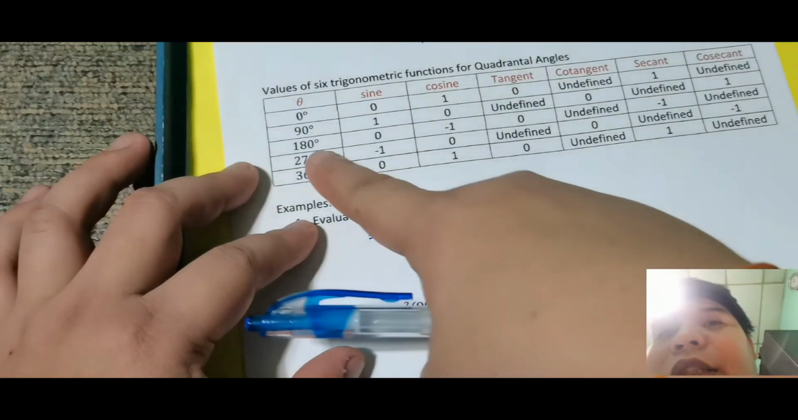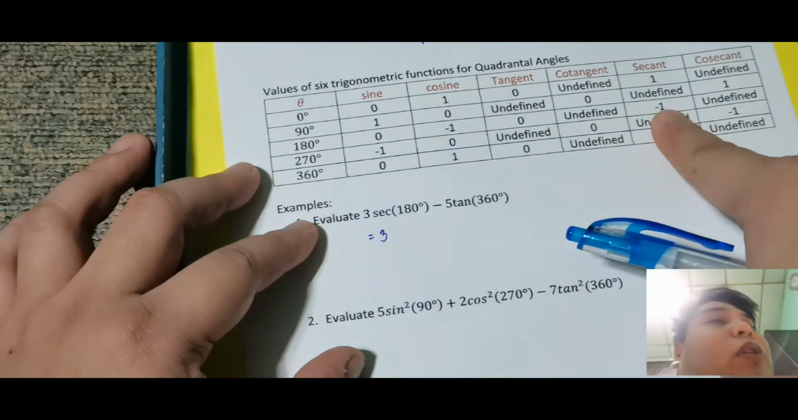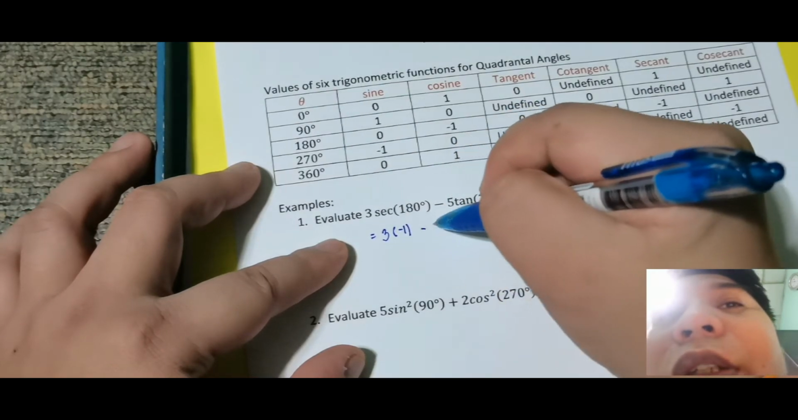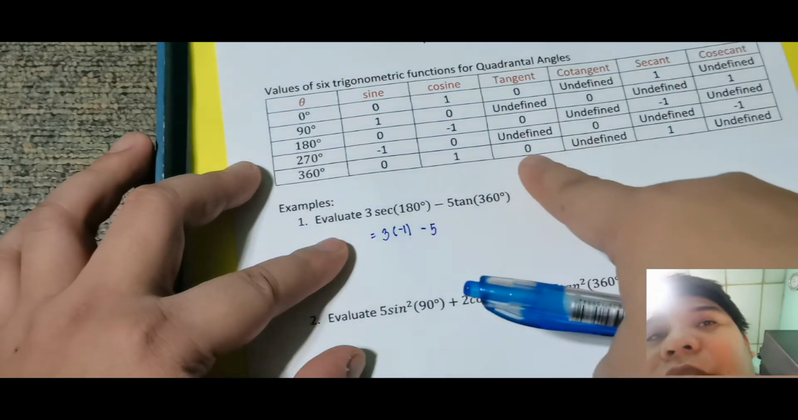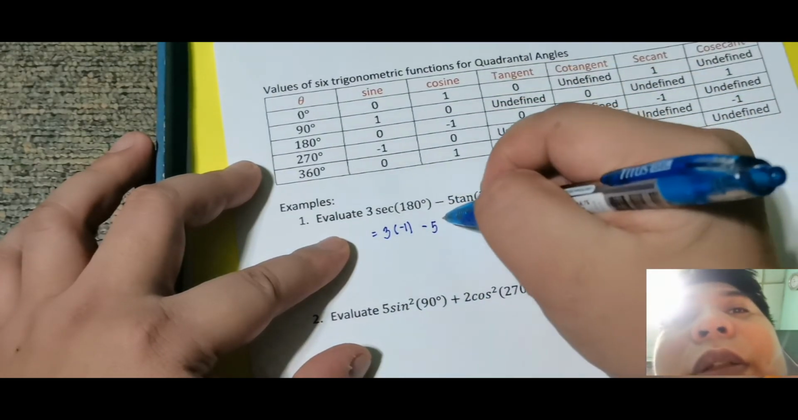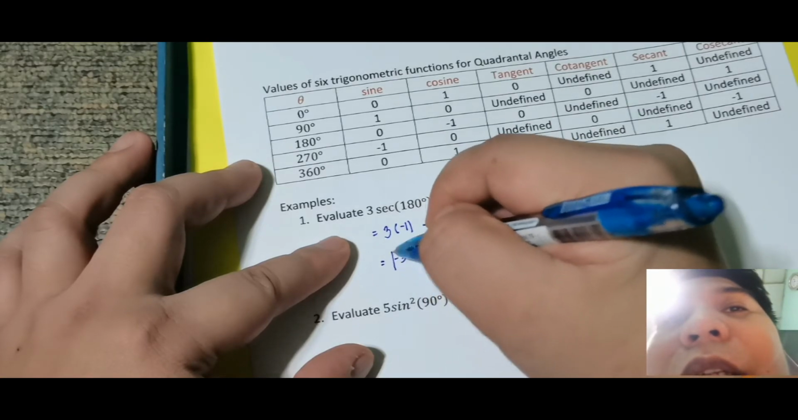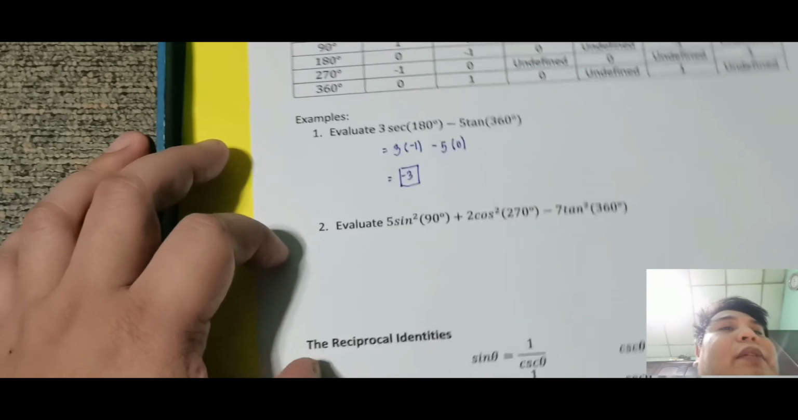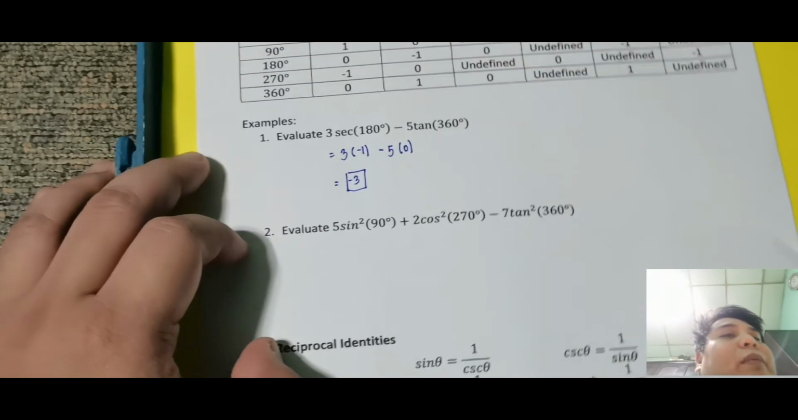So what is secant 180? That is negative 1. Tama? So that is negative 1 minus 5 tangent 360 degrees. What is tangent 360? That is 0. So this is times 0. Okay, so therefore this is equal sa negative 3. Napaka useful. Tama?